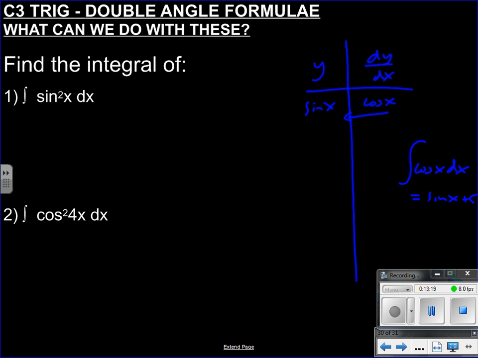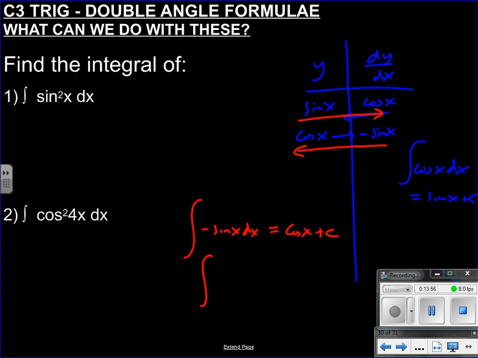Let's see. Right. And we know that cos x differentiates to minus sine x. So if I integrated minus sine x, I would get cos x. If I integrate sine x, sorry, I would get minus cos x, because remember, when we differentiate, we work left to right. When we integrate, we work right to left. So if I integrate minus sine x, I'm going to get back to cos x plus c.